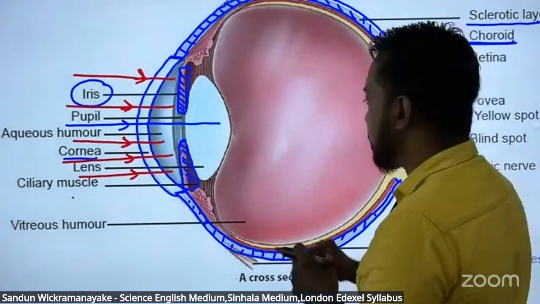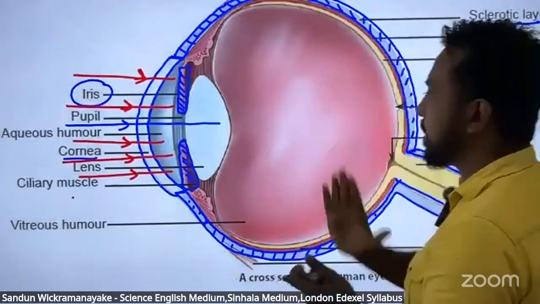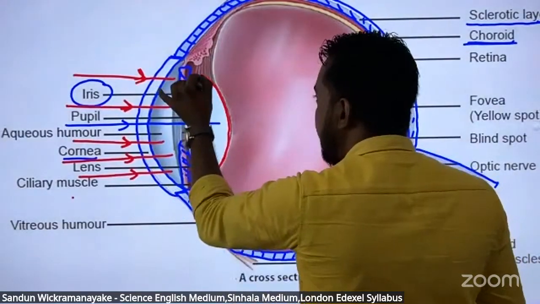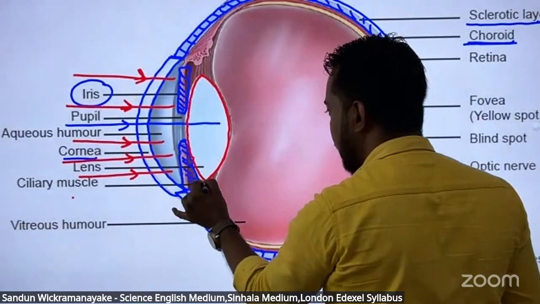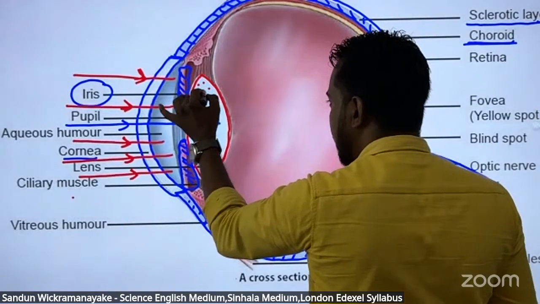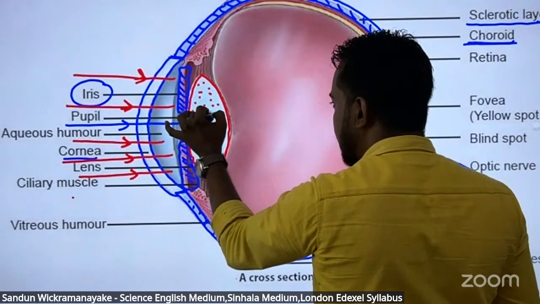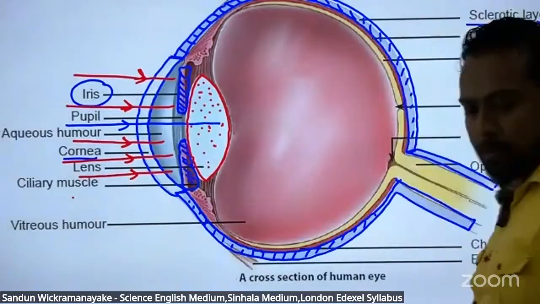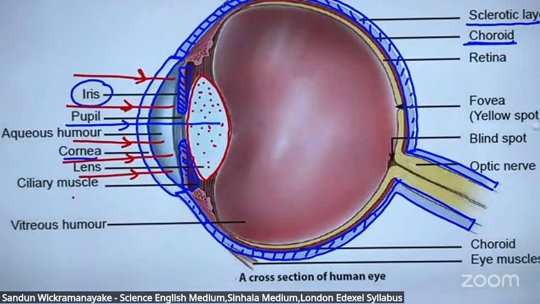We can learn about it after this part. This is the eye lens. It is made of some kind of protein. Okay, some kind of protein. Right. Now we are going to enter our light rays through that aqueous humor to the eye lens. Look at this.